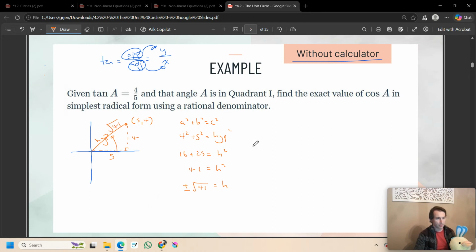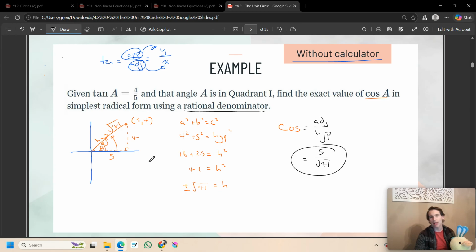All right, so now we want to find the exact value of cosine A. So cosine of A, this is angle A, cosine is always adjacent over hypotenuse. That's great, we just saw the hypotenuse. The adjacent is 5, and the hypotenuse is the square root of 41, so we're done, right? There it is, that's the grade 11 answer, right?